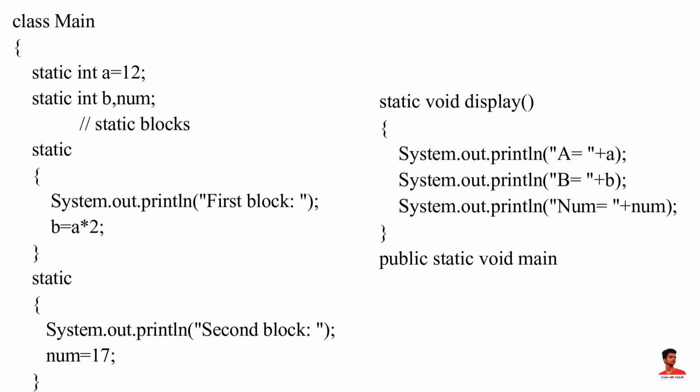In this example, as soon as the main class is loaded, the value of A is set to 12. The first static block is executed. Hence, the string first static block is printed and the value of B is set to A into 2. The second static block is executed. Hence, the string second static block is printed and the value of num is set to 17. And finally, the print statements inside the method display are executed.